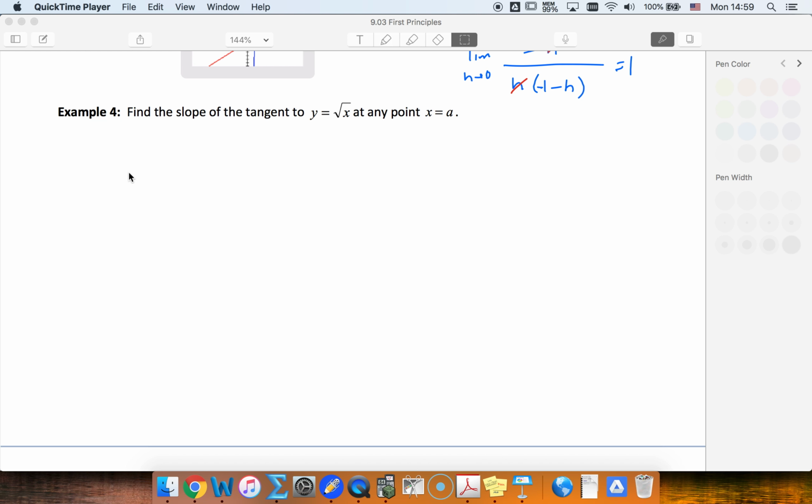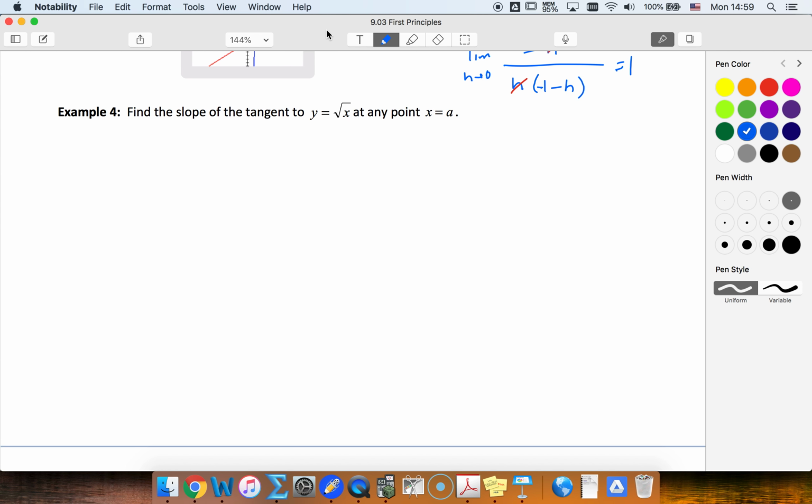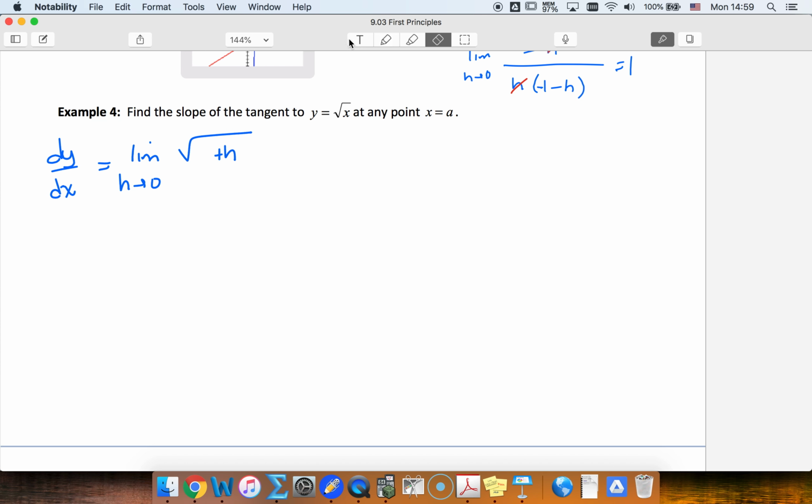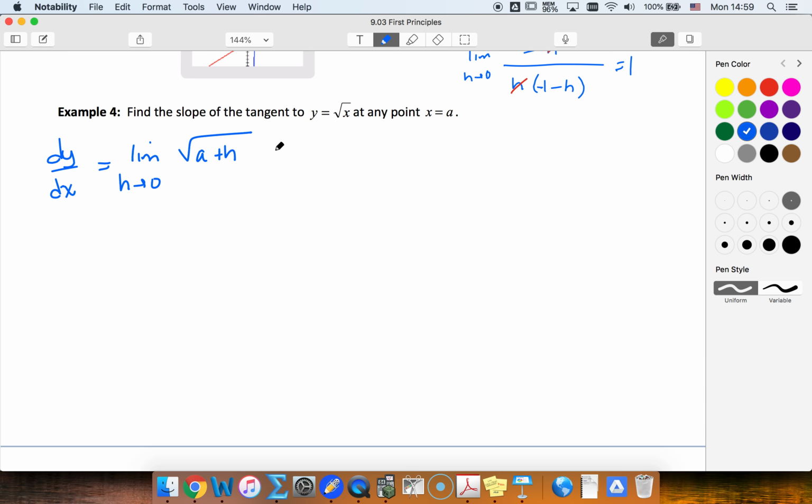All right, so now we're wanting to find the slope of the tangent to y equals root x. So I want the general slope at any point where x is equal to a. So I'm going to find the derivative of this function. So my derivative is going to be the limit as h approaches 0 of the square root of x plus h. Sorry, we're letting our x value be a. So a plus h minus root a all over h.